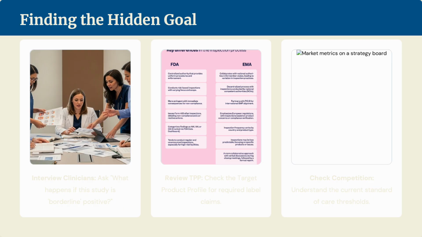How do we actually find these hidden goals in a real project? We need to be a bit of a detective. Interview your clinician, ask them what happens if the result is only borderline positive. Review the target product profile to see what the commercial team needs. And always check the competition. What are the thresholds they have set in the market?